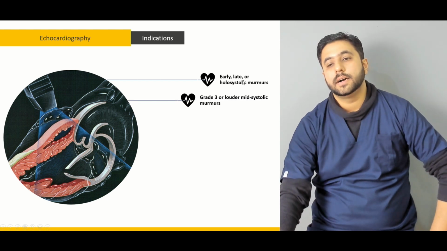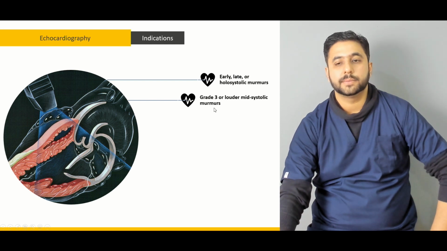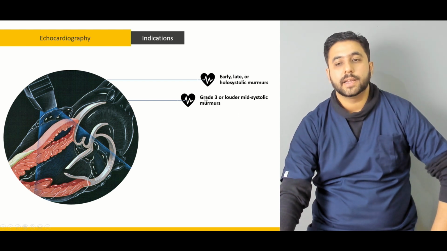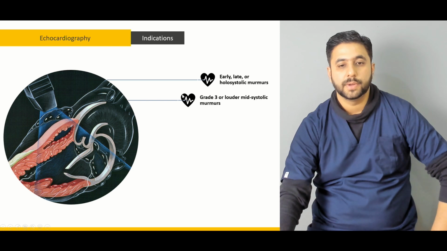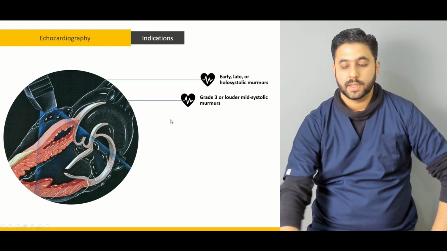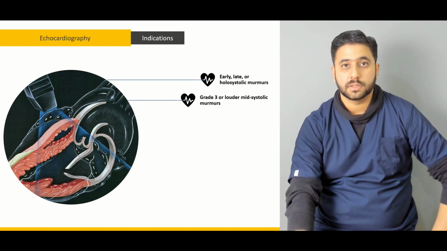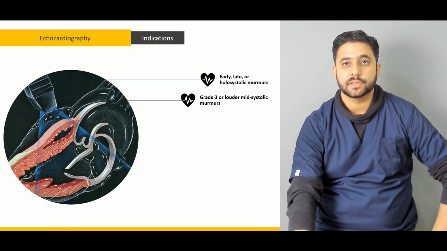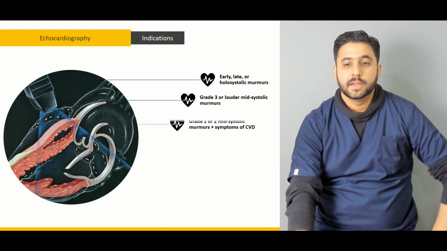Similarly, we have excluded the mid-systolic murmurs in the first part because the mid-systolic murmurs are graded. Grade 3 or a louder mid-systolic murmur, any murmur which is very easily appreciable with the help of a stethoscope, we do an echocardiograph. What can be a mid-systolic grade 3 murmur? Murmur of aortic stenosis, most likely a crescendo-decrescendo murmur, or hypertrophic obstructive cardiomyopathy murmur.